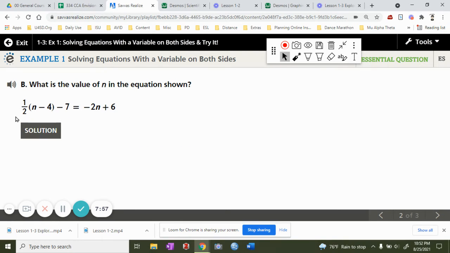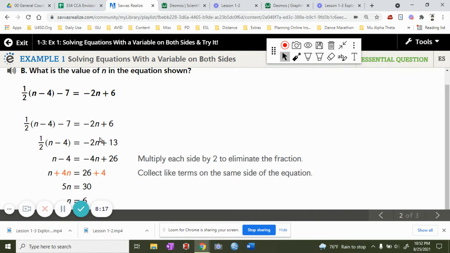So here is our next equation. What is the value of n in the equation shown? 1/2 times the quantity x minus 4, then minus 7 equals negative 2n plus 6.